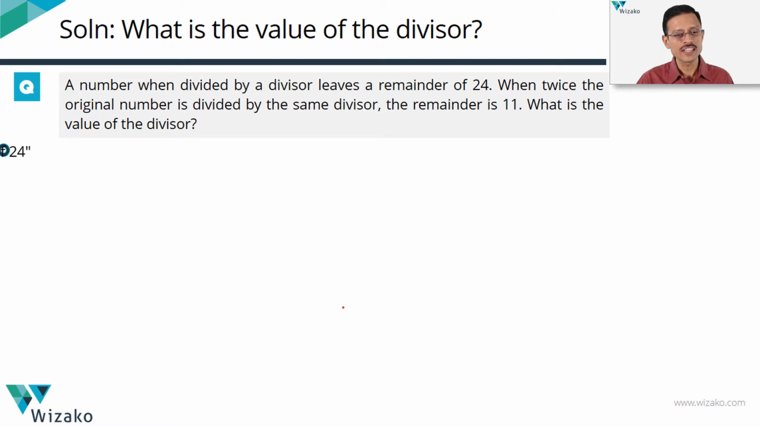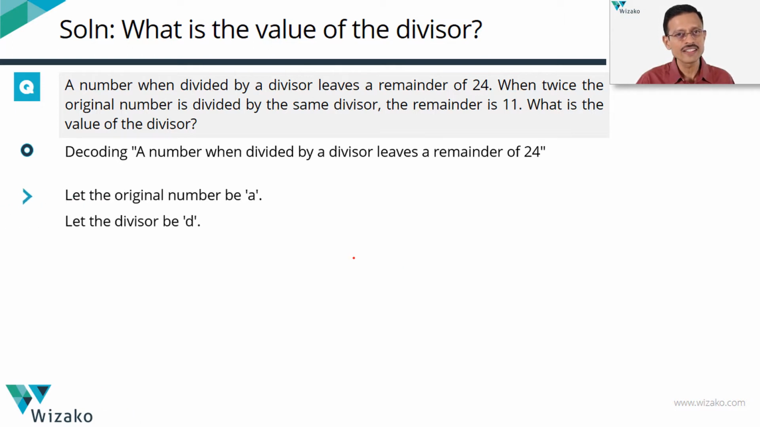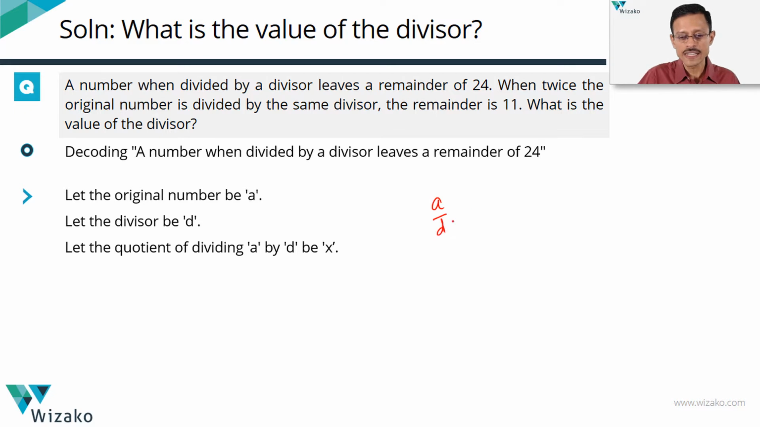Let's start by decoding statement 1. A number when divided by a divisor leaves a remainder of 24. Let's say the number is A, let the divisor be D, let the quotient of this division be X. So we picked an A, divided it by D, the quotient is X and the remainder is 24. So A is going to be equal to DX plus 24. This is writing this entire division in the standard framework.